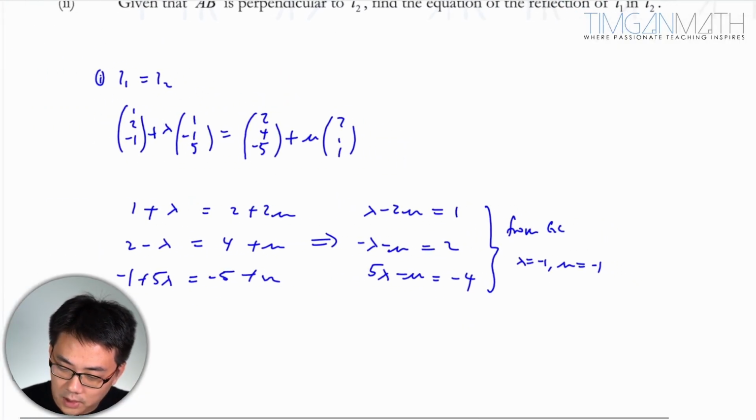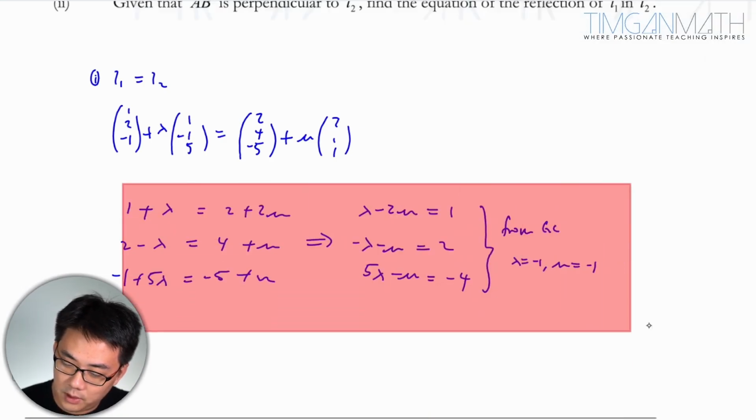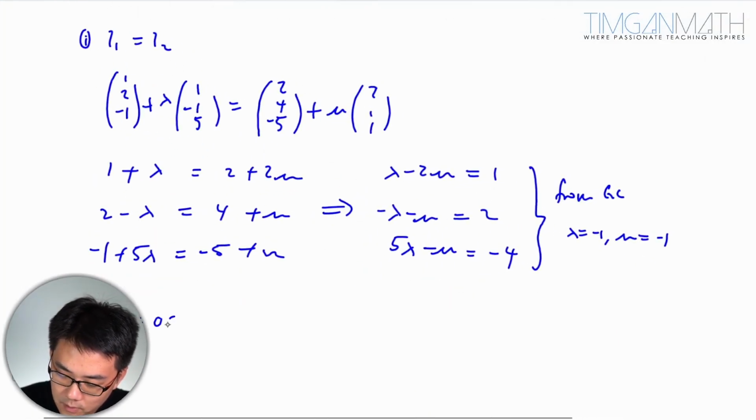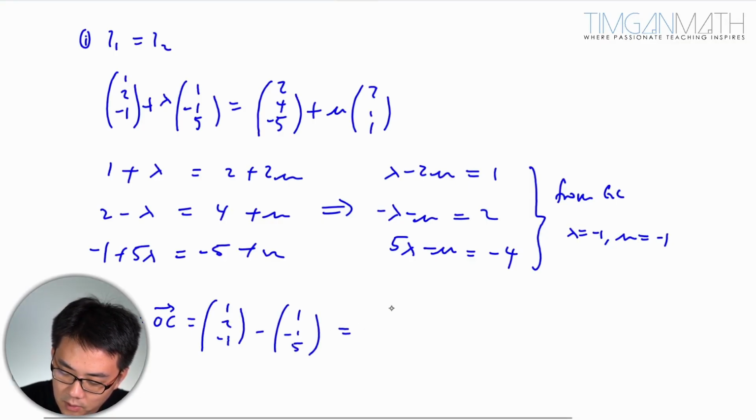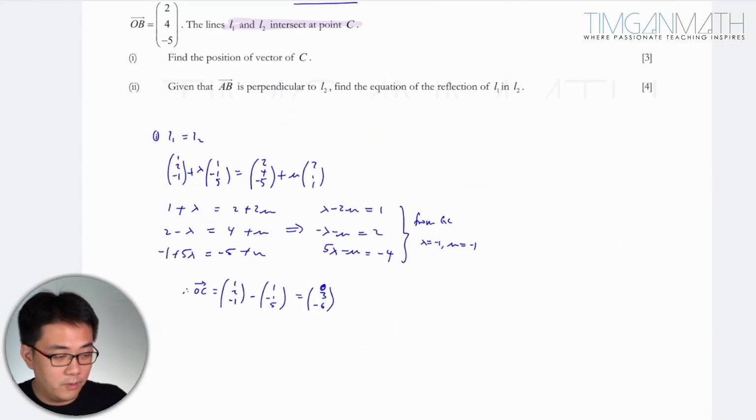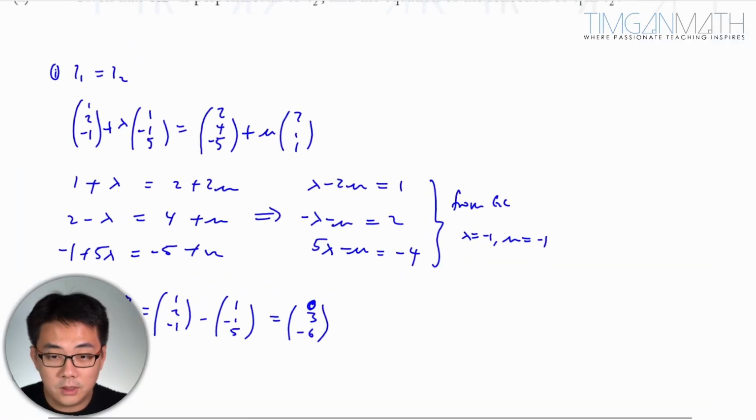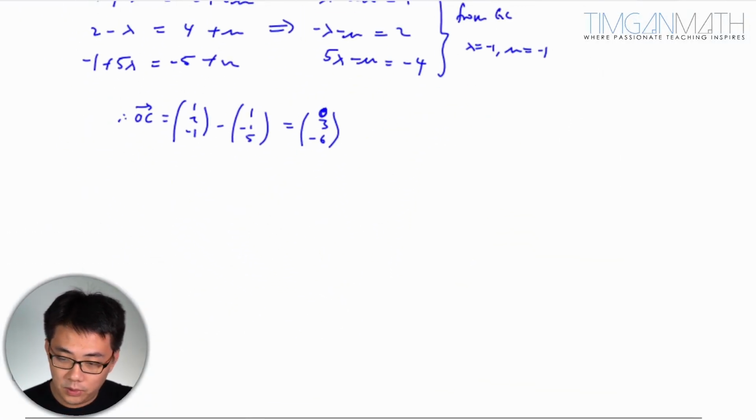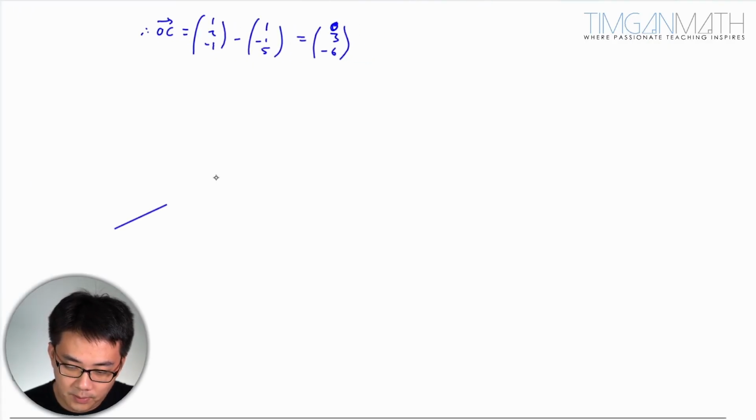So essentially OC, just sub back into the equation, either one will do. So hence 0, 3, -6. Okay, so this is a pretty okay question here. Draw it out. Don't be paiseh to draw it out.